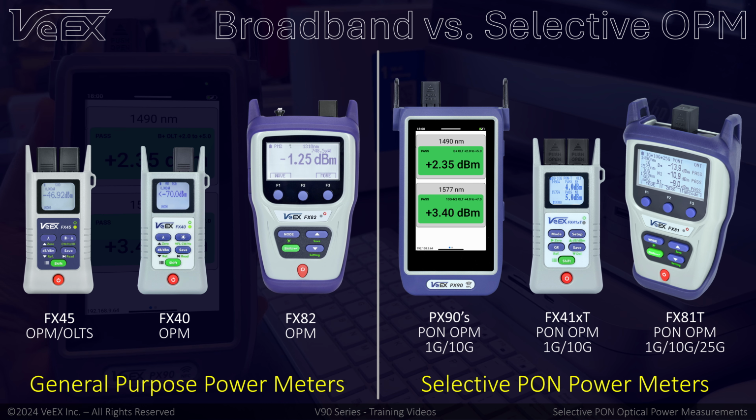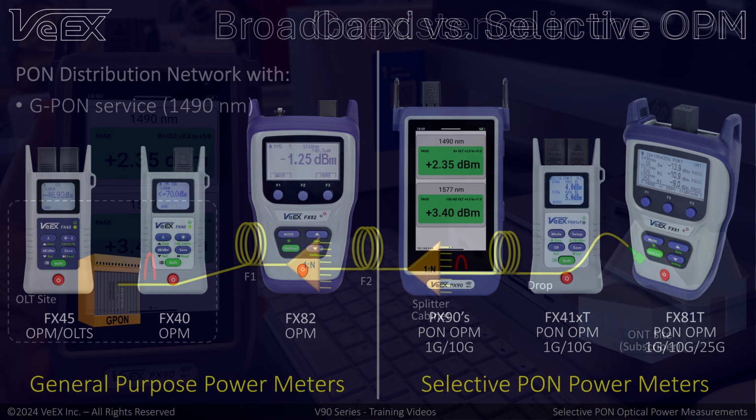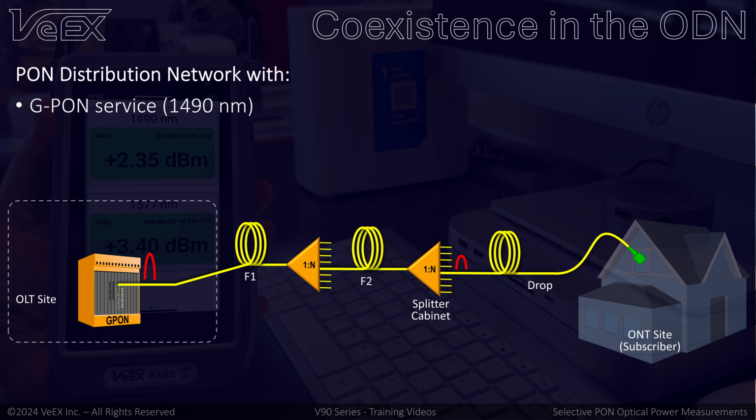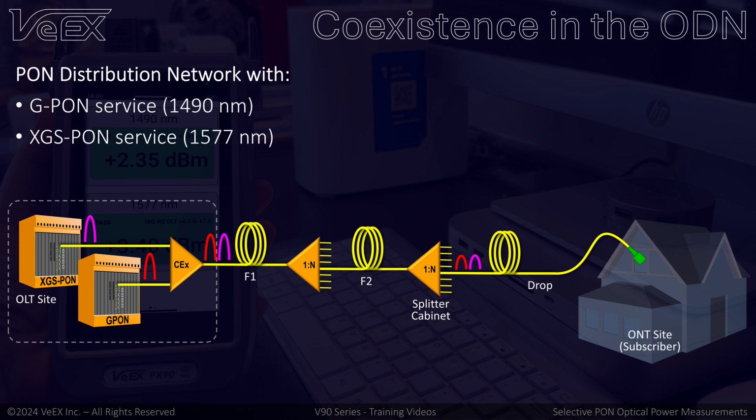Now, for those interested in why selective PON power meters are required for measurements in modern PON networks, here is a quick and simple explanation. Early adopters of PON access technology started with 1 gigabit PON. That is, a single optical carrier at 1490 nanometers. Late adopters have the choice of starting with 10 gigabit PON. Today, in 2024, modern OLTs support both 1G PON and 10G PON, so it is not uncommon to find both technologies coexisting on the same fiber, since they use different wavelengths.